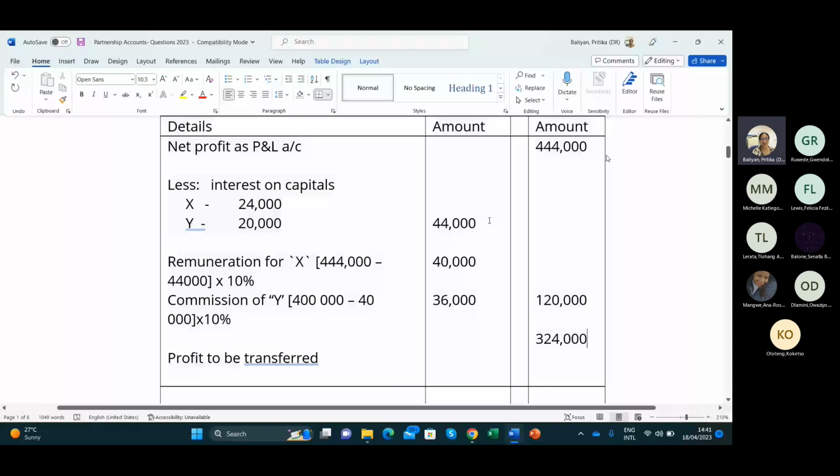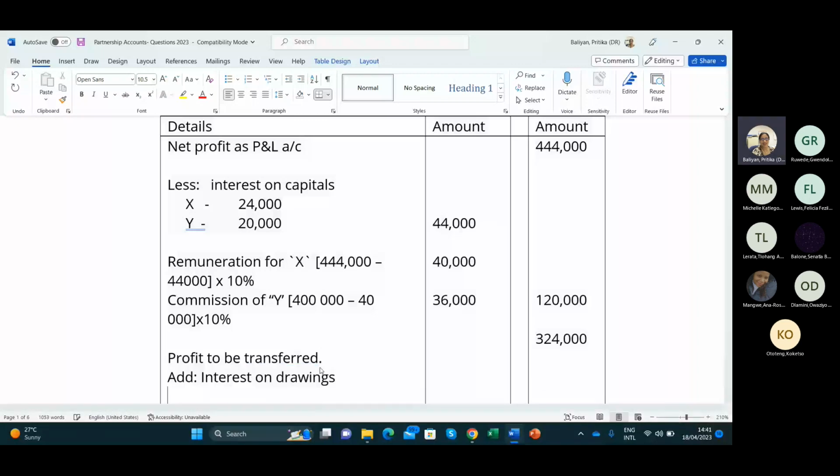Now we add interest on drawing. Interest on drawing. So how much interest for X? For X, it is 9,600 times 6%. It will be 576. 576. Okay.